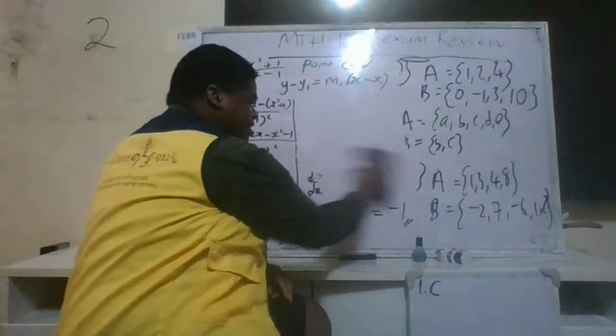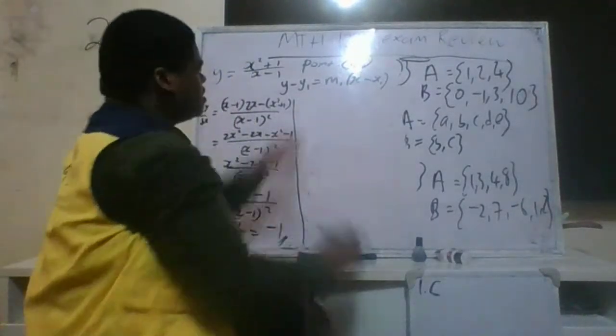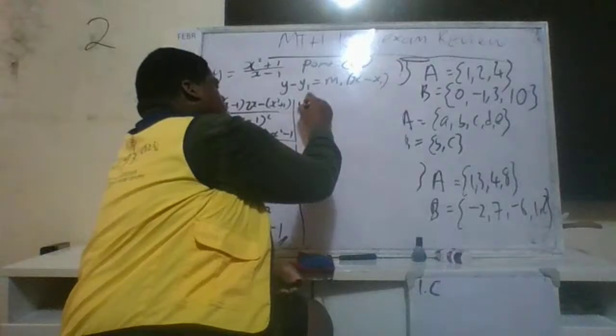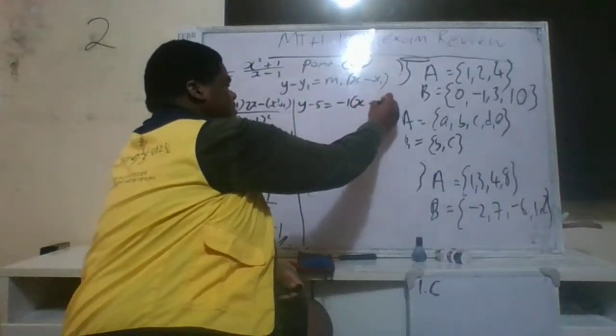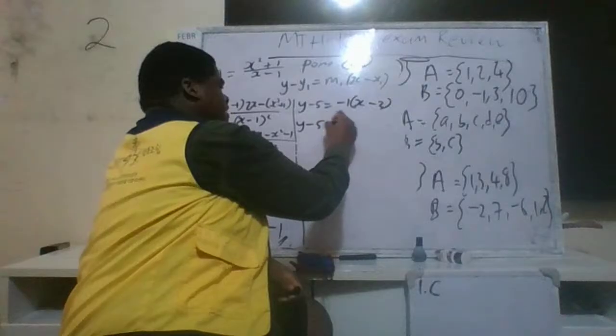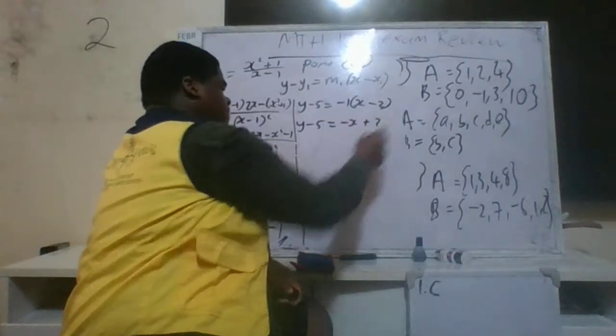We have found our gradient, so we can put it inside our formula. This is y minus 5 is equal to our gradient, negative 1, times x minus 2. This is y minus 5 is equal to negative x plus 2.